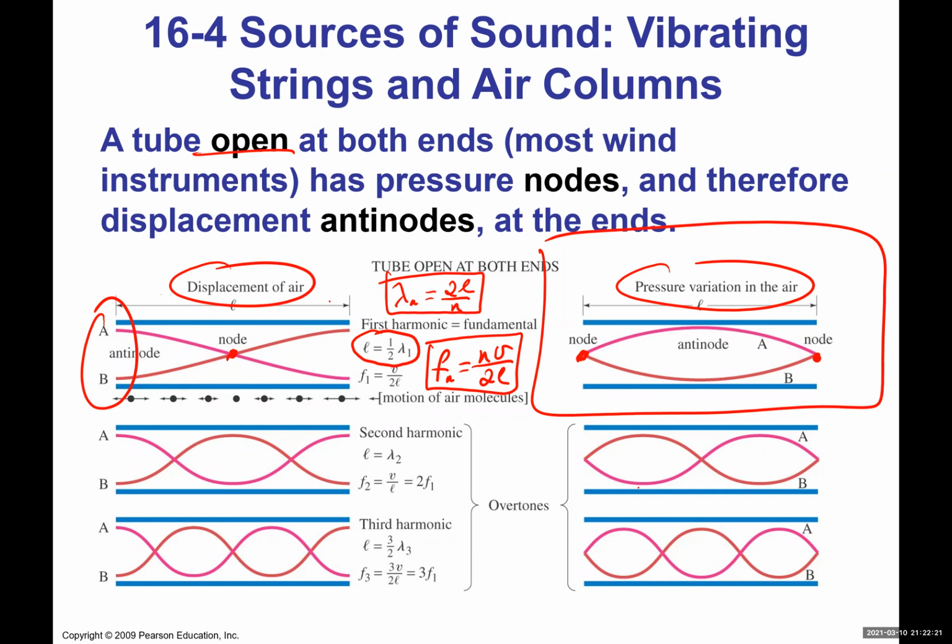Okay, so going from the first fundamental to the second fundamental, the difference here is, you can see, it now has two nodes. For this particular case, when you talk about displacement of air for the open tube, the number of harmonics is basically equal to the number of nodes that you have. So first harmonic, one node. Second harmonic, two nodes. Third harmonic, three nodes. And so on and so forth.